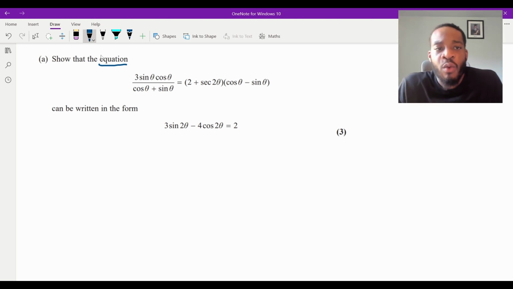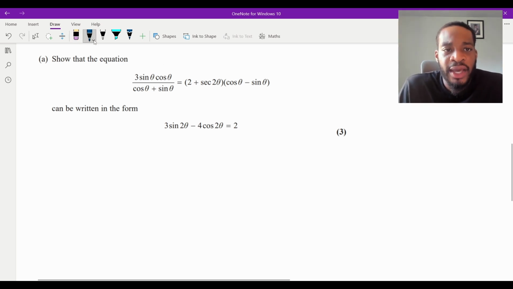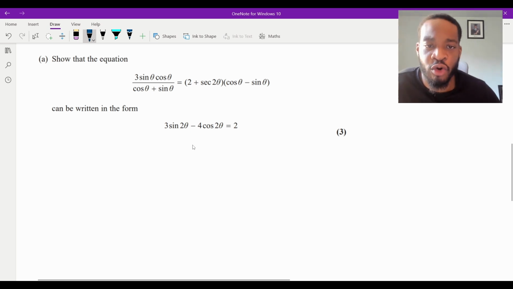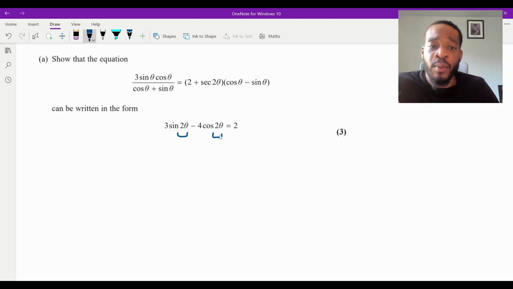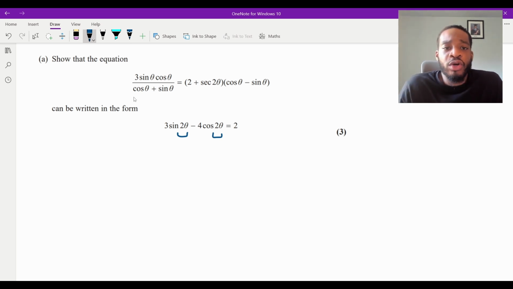Now, let's look at what we're actually trying to show. We're trying to show that 3 sine 2 theta and 4 cos 2 theta is equal to 2. The main thing that I see here is that I've got 2 thetas. This is the double angle formula, which is not given in the formula book, so you need to memorize them. So what do I do from here?